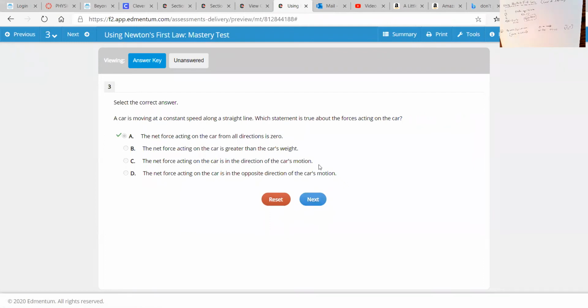A car is moving at a constant speed along a straight line. That phrase is a red flag for dynamic equilibrium. Moving at a constant speed along a straight line, which statement is true about the forces acting on the car? Well, the net forces acting on the car from all directions is 0.